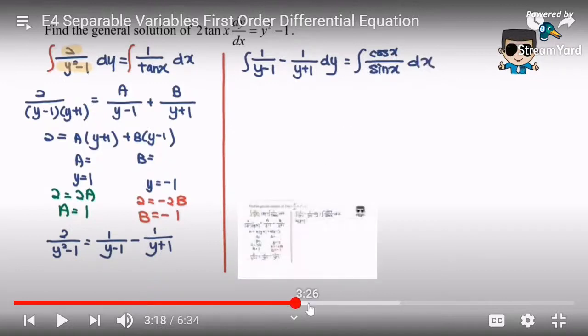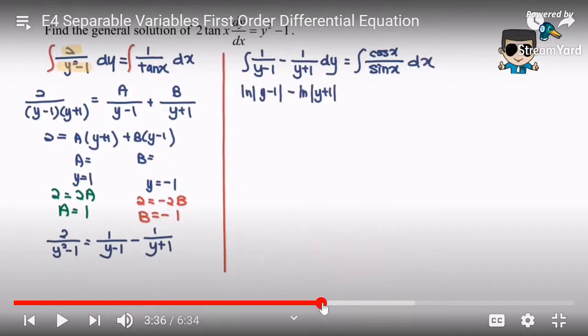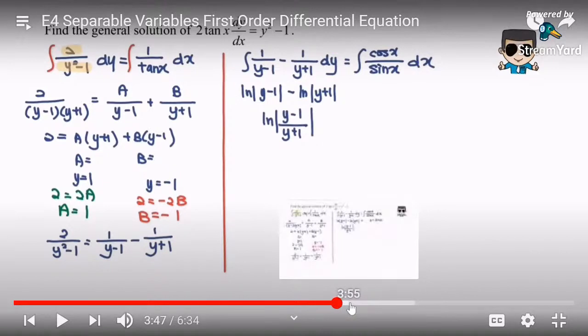Apa-apa pun kita mulalah dengan kiri. Okay, kiri. Kemudian di sebelah kanan, kita masih fokus lagi kiri. Kita nak ringkaskan dia guna law of log. Kalau minus maksudnya divide. Boleh? Kemudian kita akan pergi ke sebelah kanan.